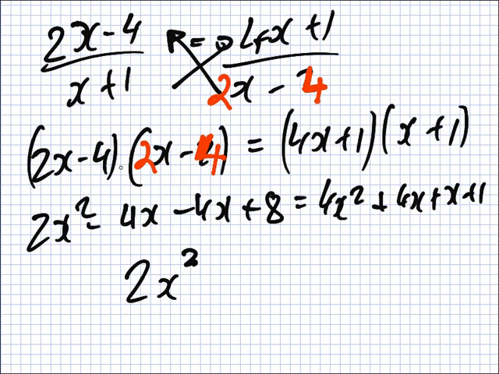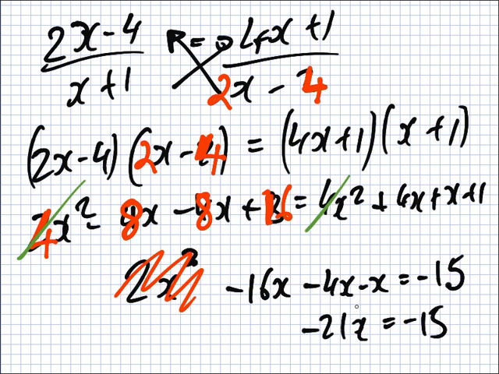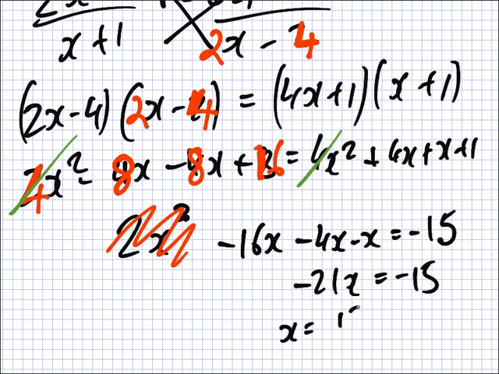Well, that's going to change this now. That's now better. 4x squared minus 8x, minus 8x plus 16. Now that's much better because that one cancels with that one. Do they cancel as well? No, they don't. That's minus 16x minus 4x minus x equals minus 15. Minus 21x equals minus 15. x equals 15 over 21, which is 5 over 7.